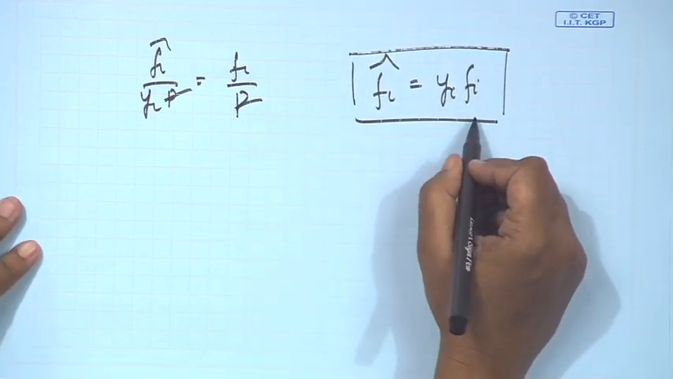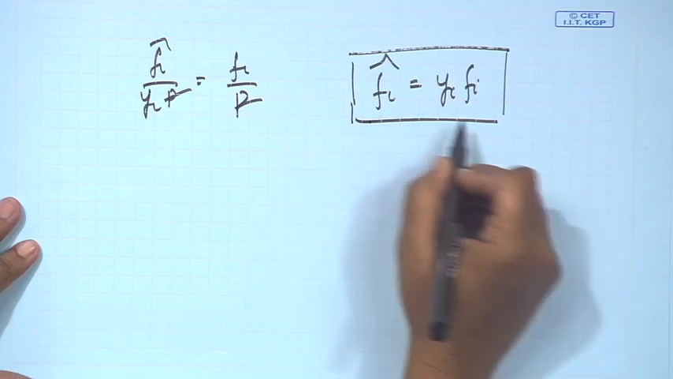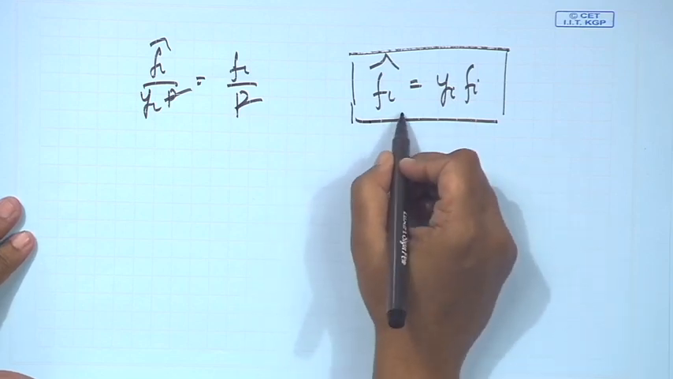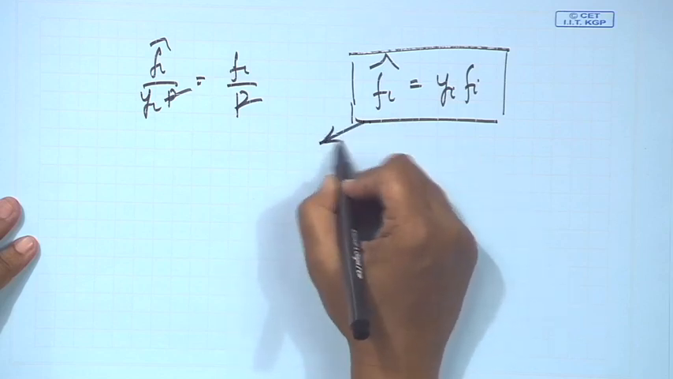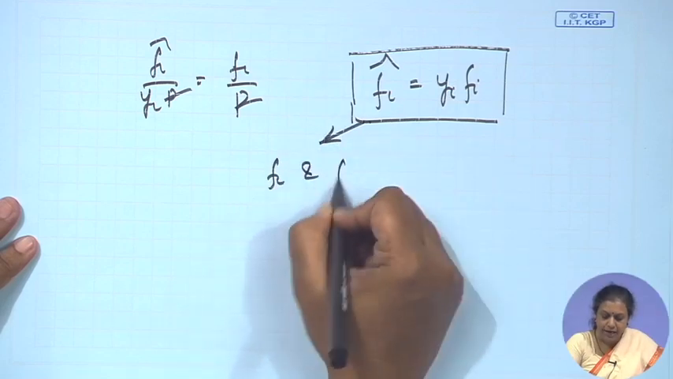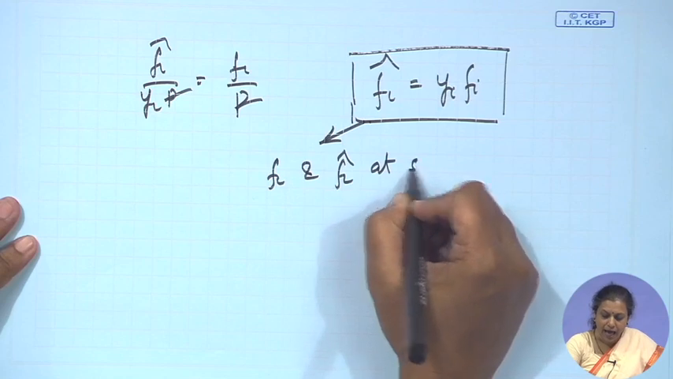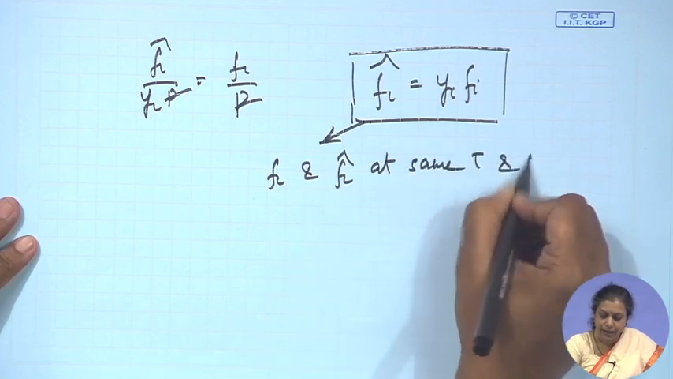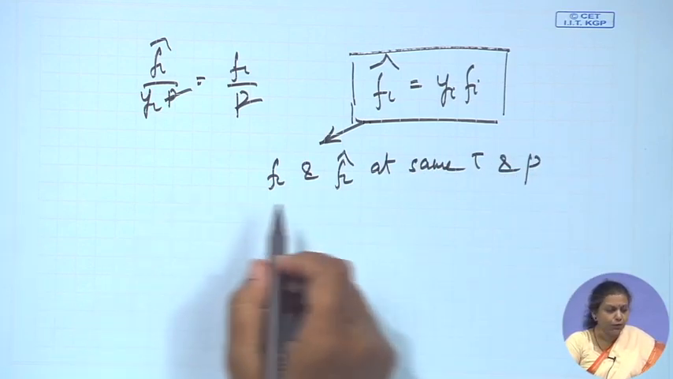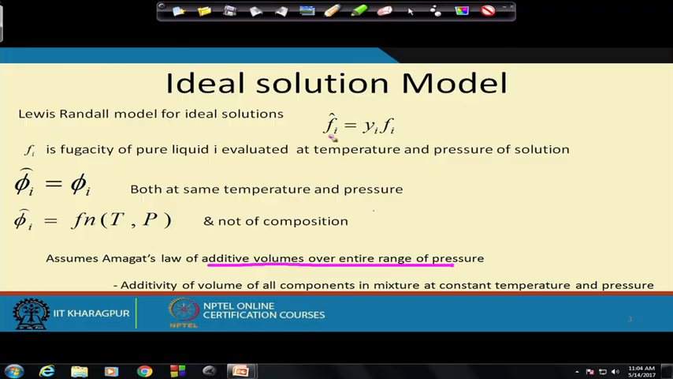So, therefore, this is applicable. We find this has been derived from Amagat's law of additive volume. This is applicable provided Fi and Fi bar are at the same T and P, right. So, therefore, what is Fi then in this particular case? I have written down the ideal solution model here.